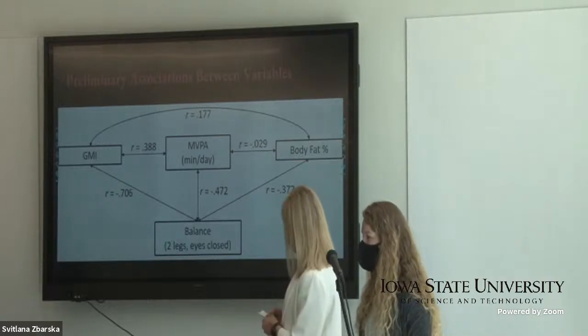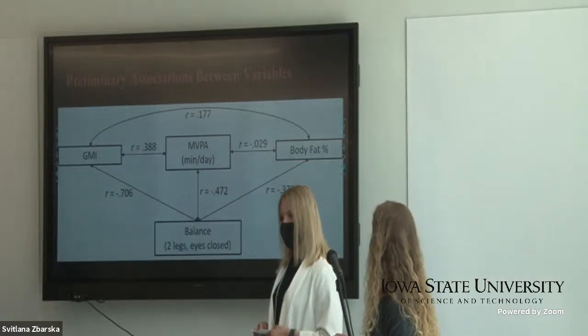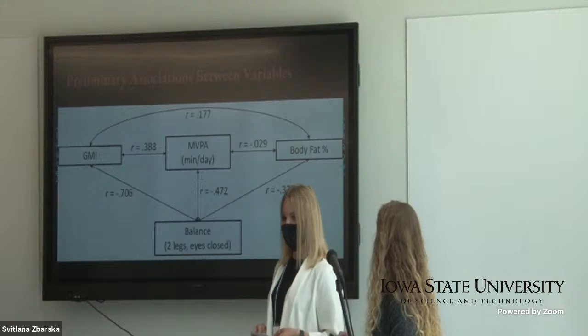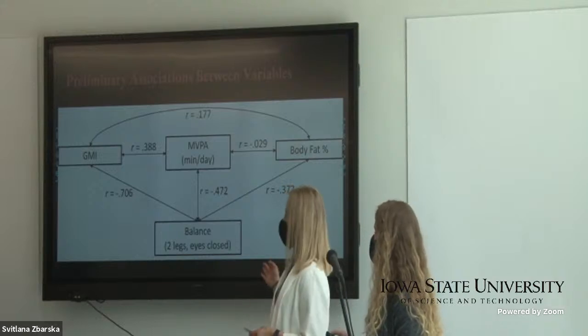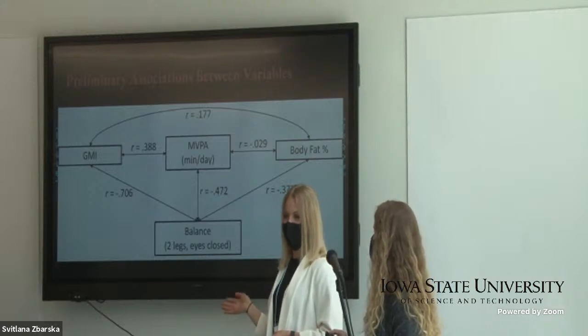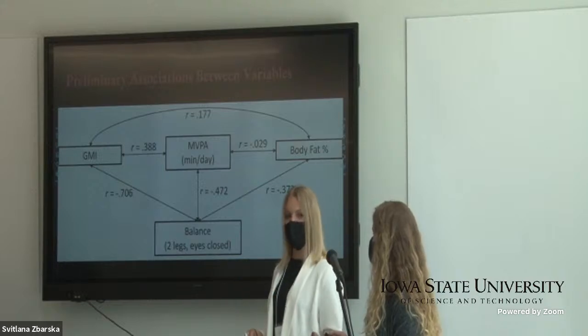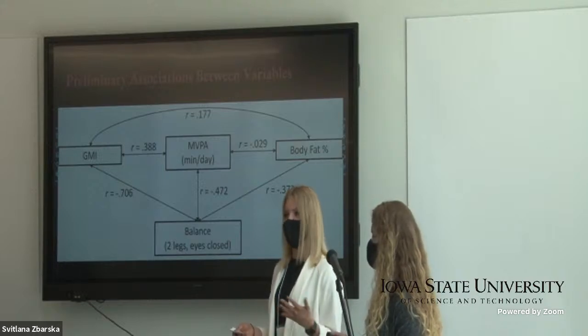So the figure on the screen shows our preliminary associations between variables. And it's important to note when looking at these associations that we only had 8 children that we tested, which is a very low amount. So in the future, we would need to conduct more research with more children.